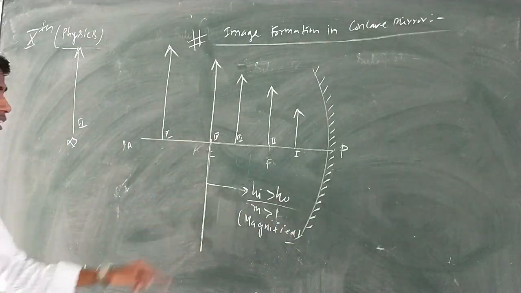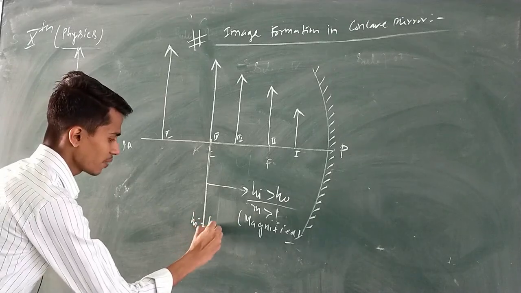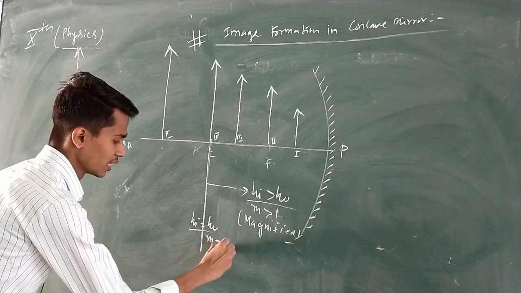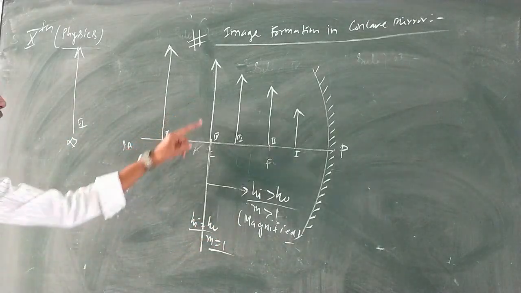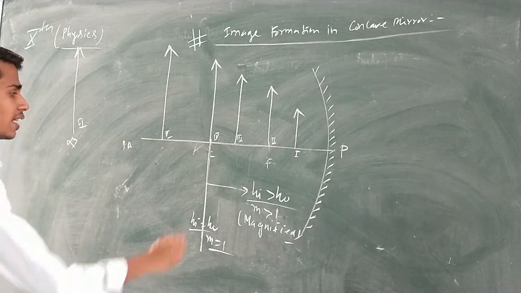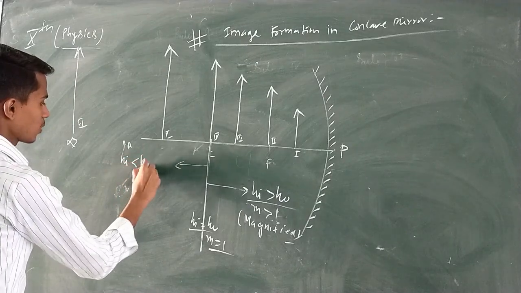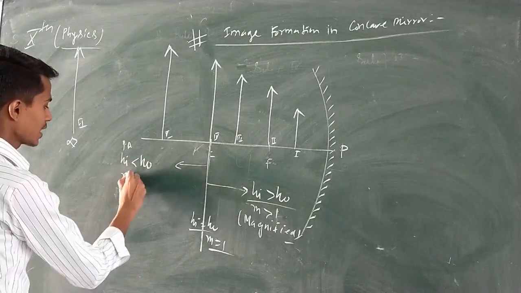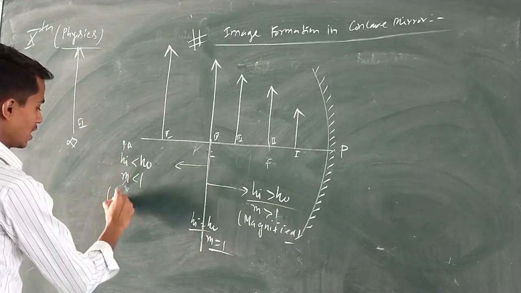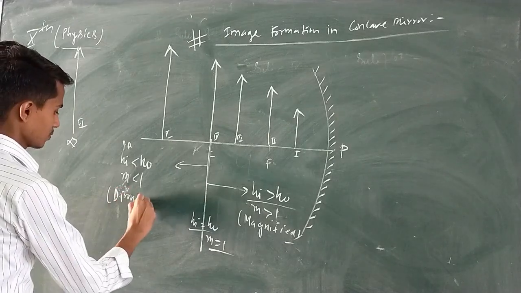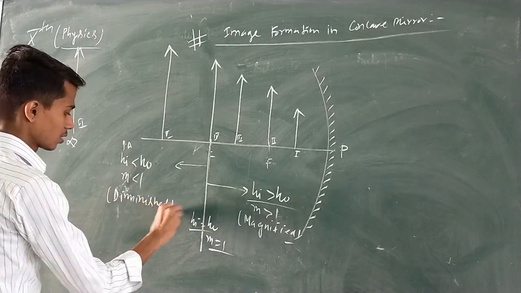Once an object is placed at the center of curvature, the height of the image will be the same as the height of the object, and for such an image the magnification will be 1. It means the height of the image will be the same as the height of the object. And once an object is placed beyond the center of curvature, at any position, the height of the image will be less than the height of the object. For such a case, magnification will be less than 1, and the image will be diminished. Yes or not?